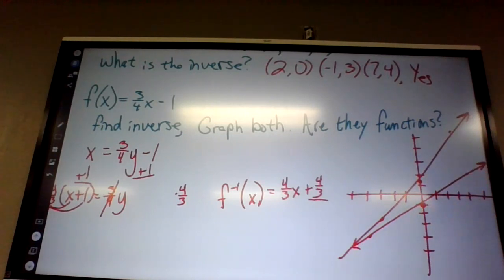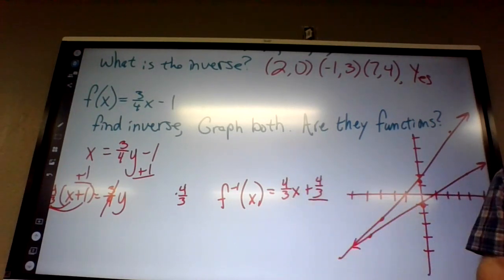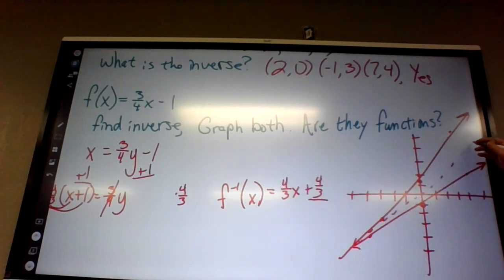Kind of wish I picked different numbers. Looks something like that. Slope is rise 4, run 3. Remember, it should be a reflection over the diagonal line, y equals x.